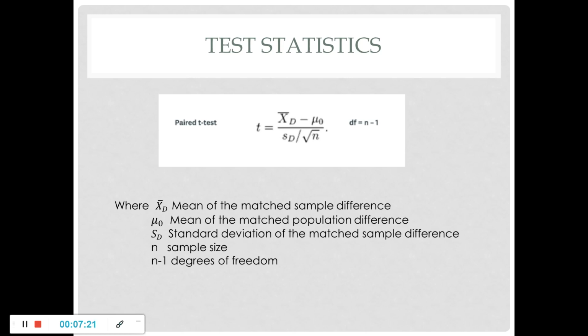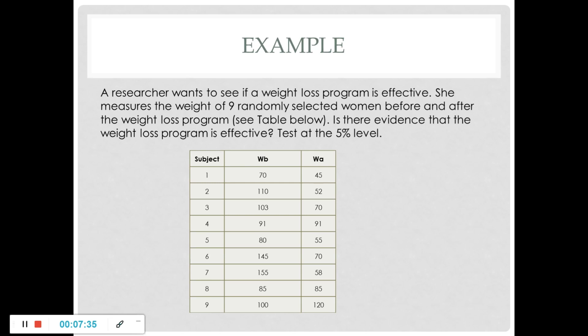So if you replace this equation with the corresponding values, you will get the t statistic. So here is an example. In this example, a researcher wants to see if a weight loss program is effective or not. She measures the weight of 9 randomly selected women before and after the weight loss program. Is there evidence that the weight loss program is effective? Test at 5% level of significance.